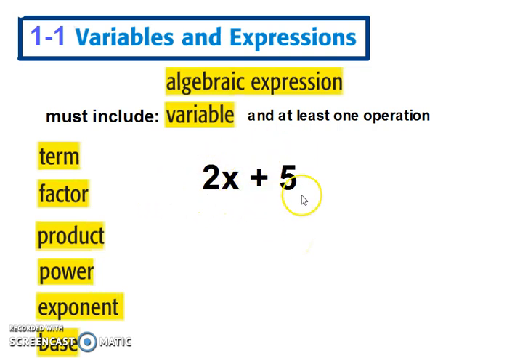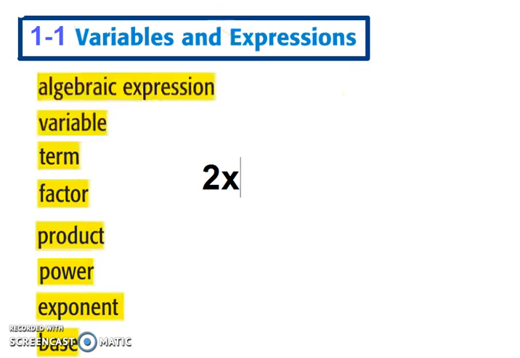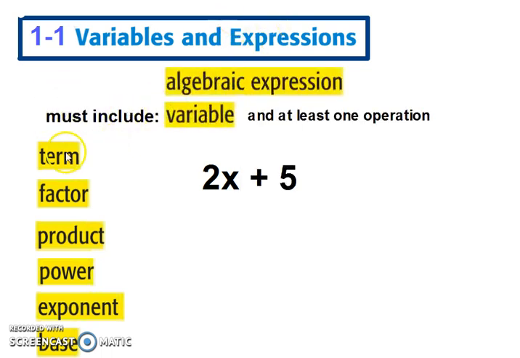Each of these parts of the algebraic expression are called terms. They're usually separated by an addition or subtraction sign. And this you might refer to as a variable term, whereas the 5 would be called a constant term, because this doesn't change. This changes depending on what x is, so 2x is the variable term.